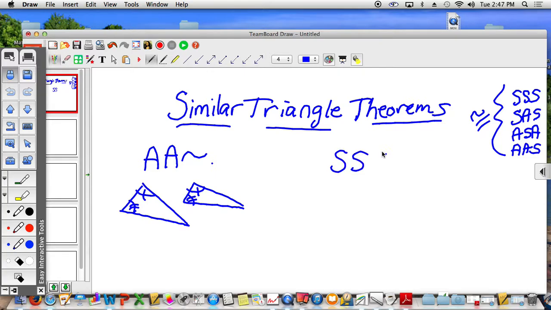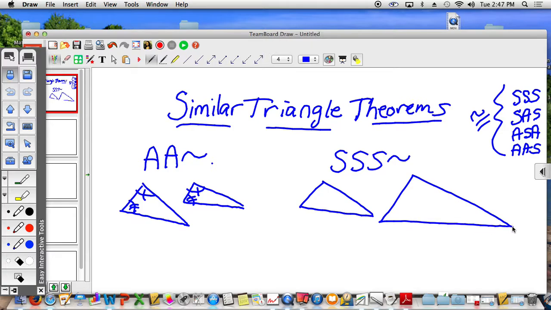Side, side, side also works for similarity. It's called the side, side, side similarity theorem. You have 2 figures. They're the same shape. They're different sizes. But according to SSS, you don't need to know anything about the angles. If you only know things about the sides, that's enough to show that the triangles are similar. But they all have to be proportional.